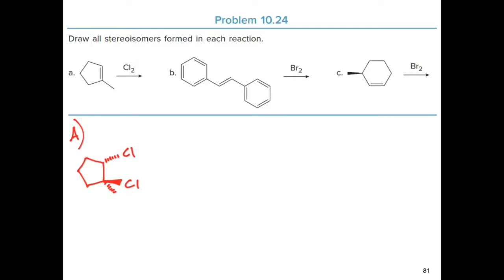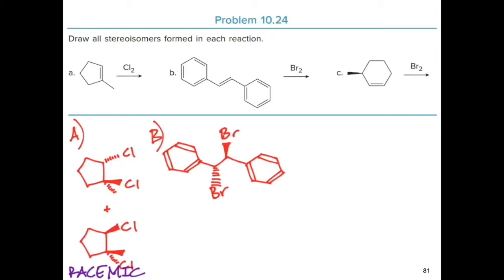So this is one of the products. The other product has the chlorine atom, the top chlorine atom, oriented towards the front. And then the bottom chlorine atom will be oriented towards the back. And here it is. And so again, these two are enantiomers because they are mirror images and non-superimposable. And for the second halogenation here, the bromine atoms would be added to these two carbon atoms involved in the pi bond.